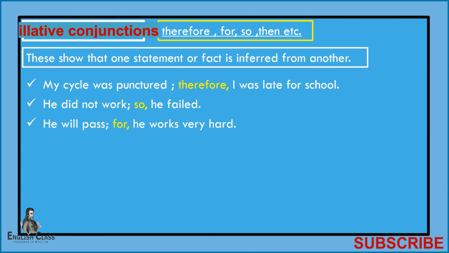Next one, he will pass for he works very hard. Same as here, he works hard. He will pass, he works hard. To relate these two clauses, we need for here. So it gives us a different kind of meaning, and it gives our writing a rich impression. You can say a rich content we can write with the help of conjunctions.